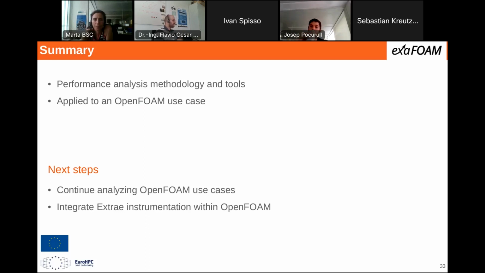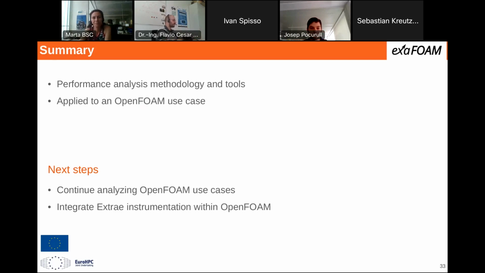So, thank you, Marta. Thank you, Josep, for the very interesting presentation. And I want only to stress here that Extrae and Paraver are open source. You can download them from the BSC website, and it works with OpenFOAM without recompiling it with debug flags. It can work better if you have debug flags, and you can see more information.